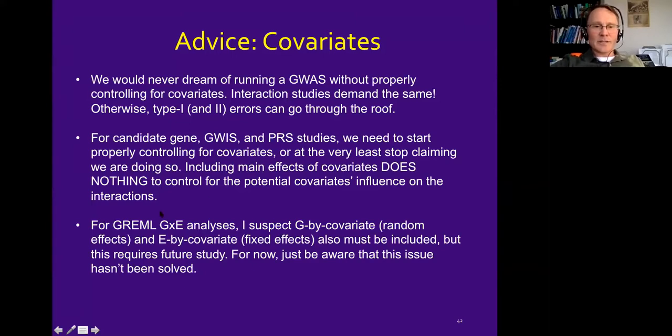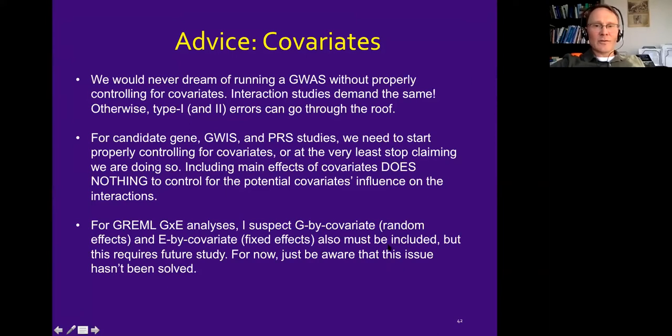To be honest, I'm not totally sure, but it seems parsimonious to think it's going to be the same kind of issue, that you need to control for a G by covariate random effect as well as an E by covariate fixed effect.